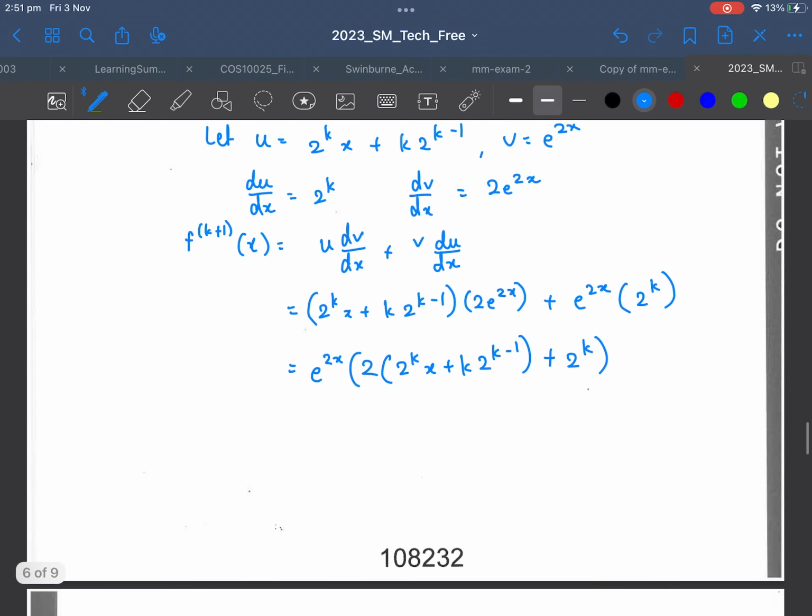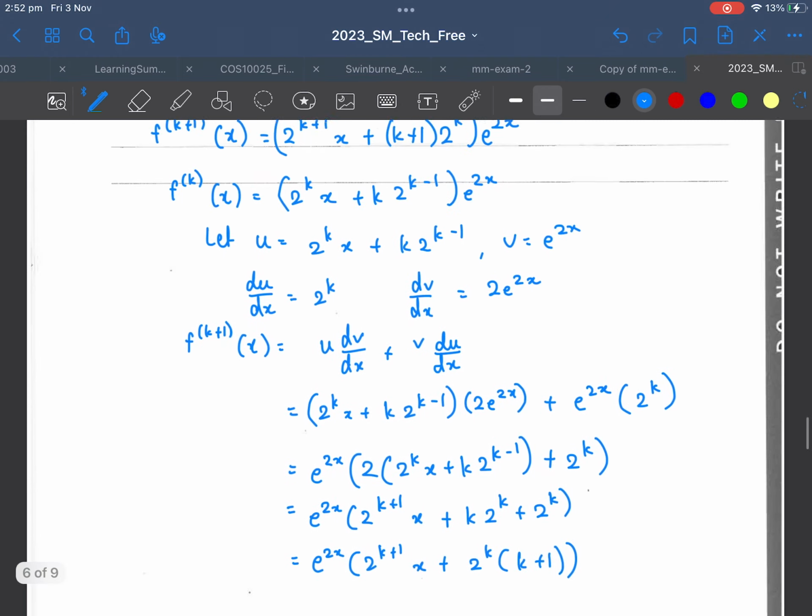That looked promising. Okay, so if I were to further continue my calculations, I will get e to the power of 2x. Now we can treat this 2 as 2 to the power of 1, so using that we can say 2 to the power of k plus 1 x plus k 2 to the power of k, because this is to the power of 1, so the addition would just become k, plus 2 to the power of k. So now I'm going to take out 2 to the power of k as a common factor here, which would be e to the power of 2x, 2 to the power of k plus 1 x plus 2 to the power of k, k plus 1.